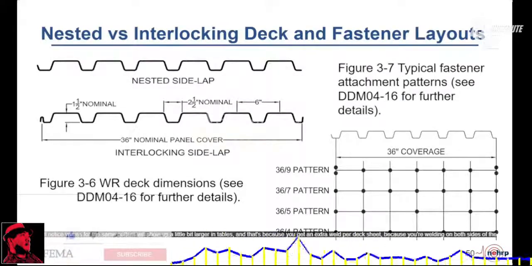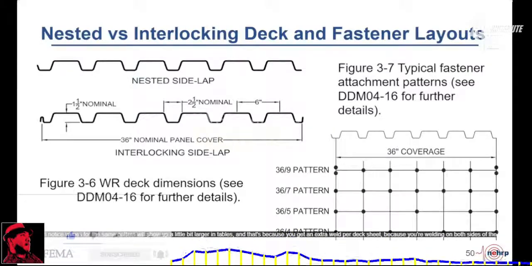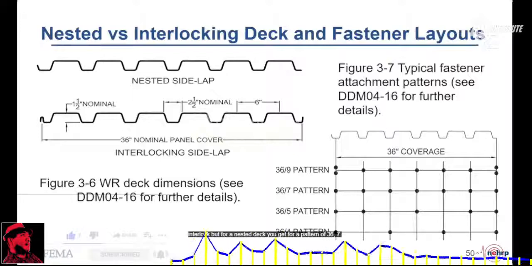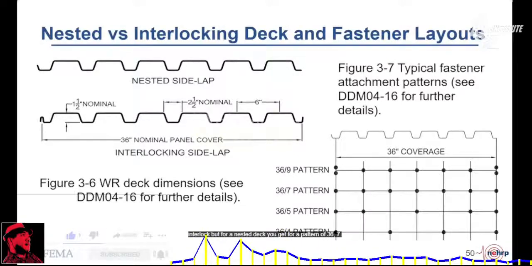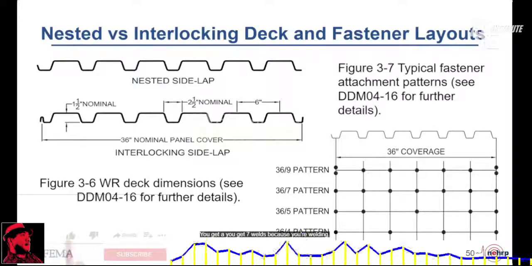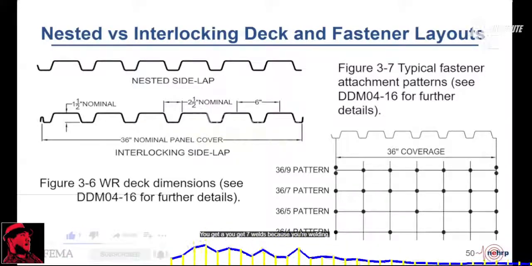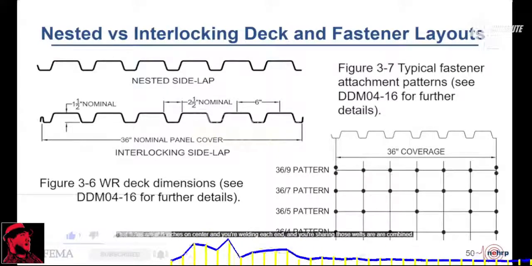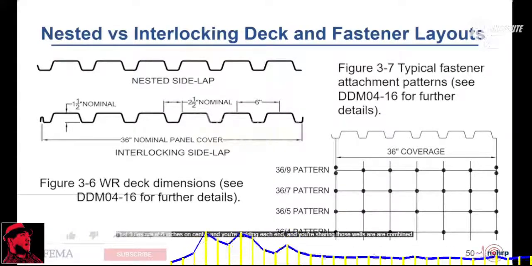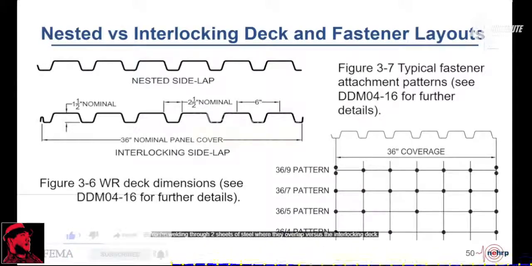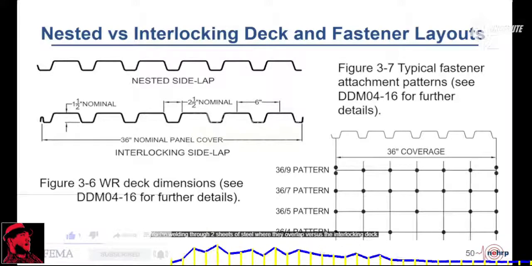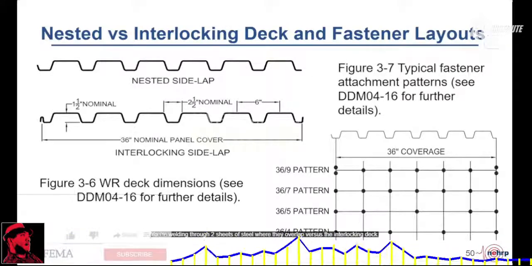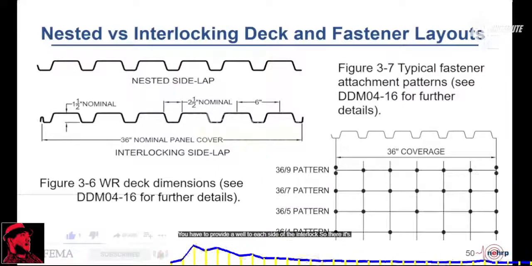For interlocking deck, you'll notice values for the same pattern will show up a little bit larger in tables, and that's because you get an extra weld per deck sheet because you're welding on both sides of the interlock. But for a nested deck, for a pattern of 36-7, you get 7 welds because the flutes are at 6 inches on center and you're welding each end, and those welds are shared. You're welding through 2 sheets of steel where they overlap, versus the interlocking deck, where you have to provide a weld to each side of the interlock. So you're not overlapping the steel.